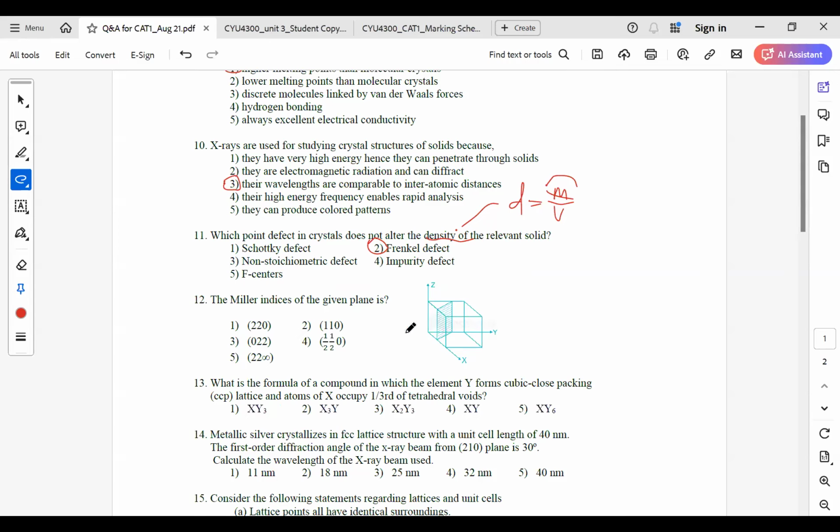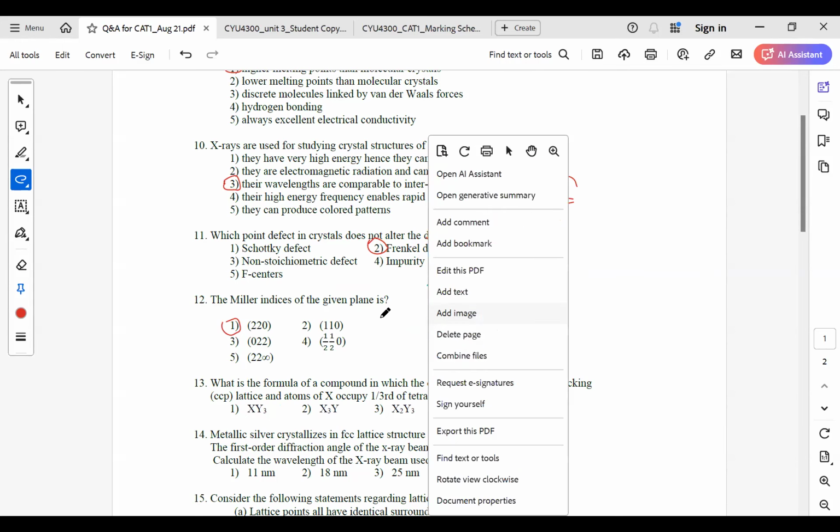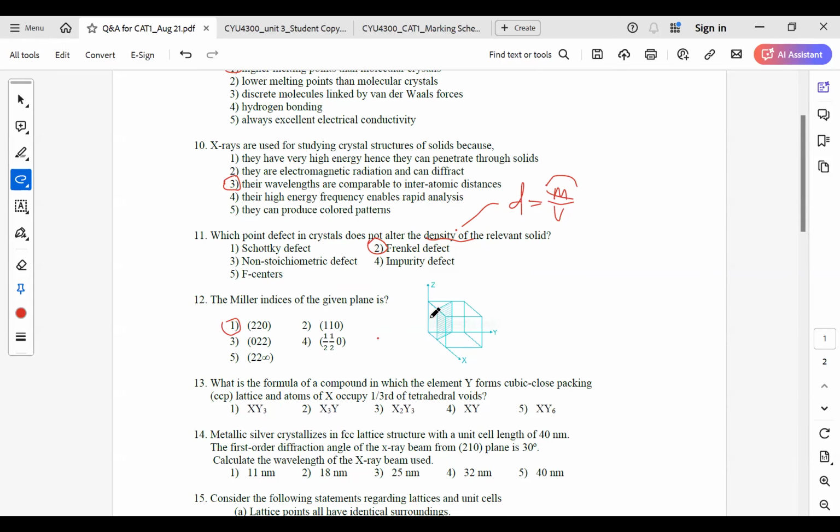Right. Miller indices of this plane. What is the answer here? 1 1 0? 220? There are answers coming in the box also. Yes. So, if I quickly explain how we figure it out, first we have to decide on the origin. In these cases, it's easier because I have already indicated where the origin is. So, this is the origin.